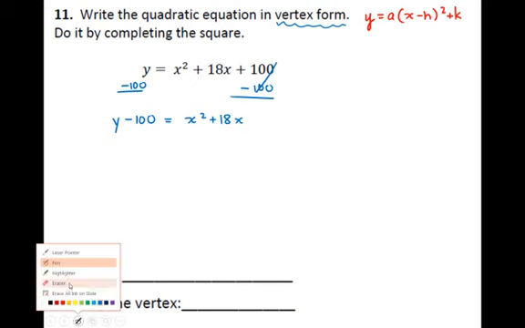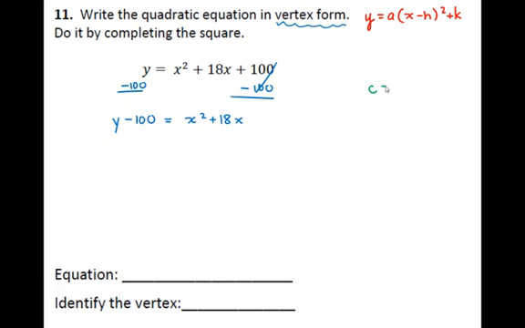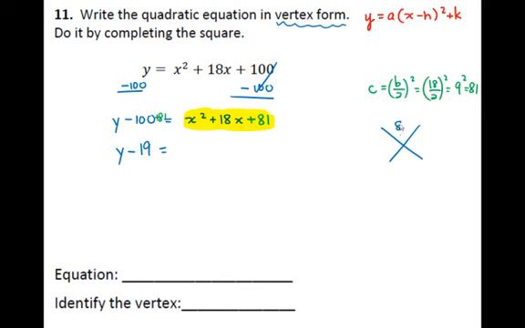Now I'm going to complete the square, so I'm going to go off to the side over here and find the c value, b divided by 2 squared. That's 18 divided by 2 squared. That's 9 squared, which is 81. So we're going to add 81 to each side of the equation. y minus 19 equals x squared plus 18x plus 81. That's a perfect square trinomial. I'm going to factor that perfect square trinomial on the side over here. Two numbers that multiply to be 81 add up to 18, 9 and 9. So this perfect square trinomial factors out to x plus 9 squared.